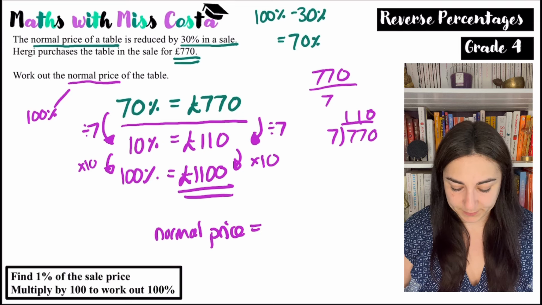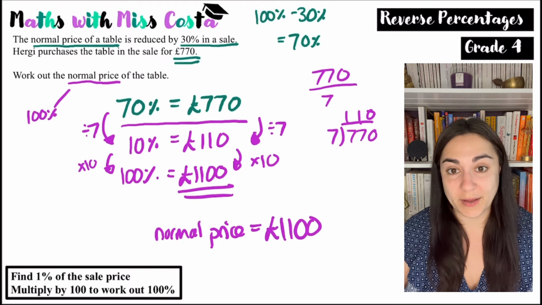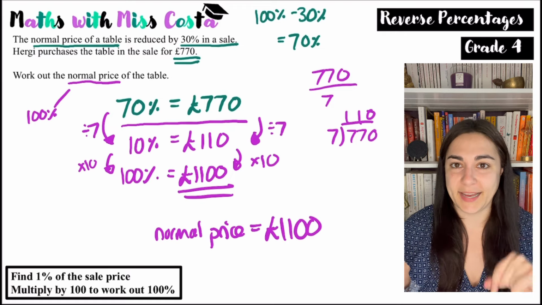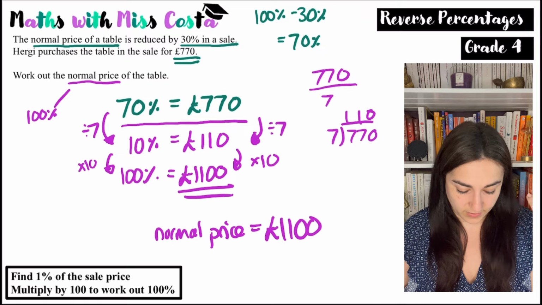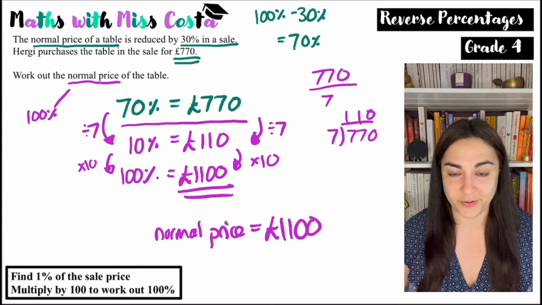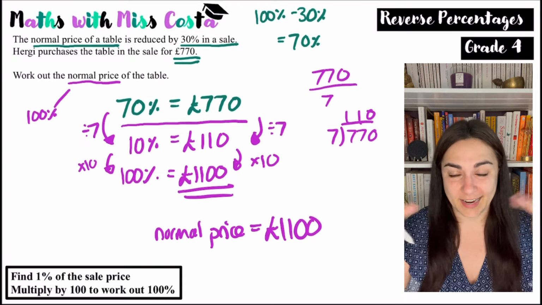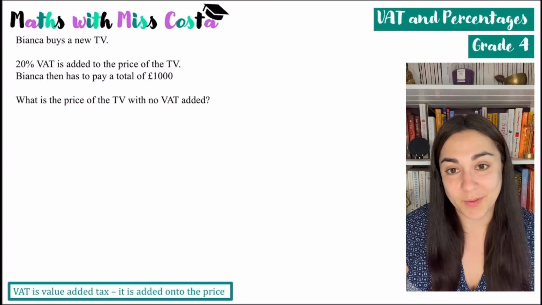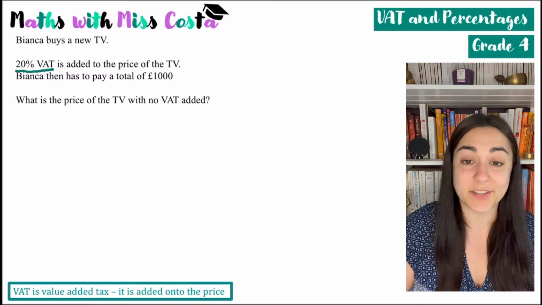Okay, so this is reverse percentages. You're not working with the original amount, the full amount. You're working with part of the original or more than the original. So if this was a calculator paper, you could divide by 100 to figure out what 1% is, or no, in this case you would divide by 70 to find 1% and then times by 100. But it's non-calculator, so the safest thing would be to probably just work out 10% and then just use your multiplier unit method. Okay, so in this question, I'm told that Bianca buys a new TV and that 20% VAT is added to the price of the TV.